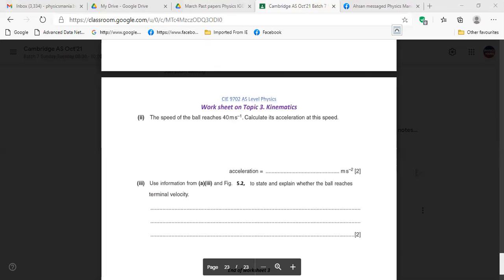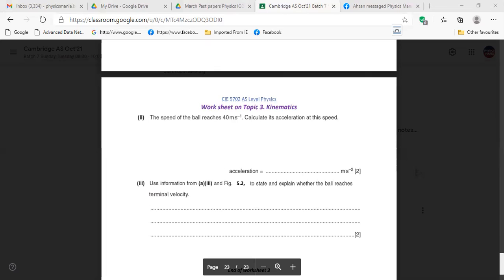Sir, I think it doesn't reach. Okay, it does not reach. You are correct. Why? Because the resistance is still increasing. Resistance will be constant, right? Yes, sir. Resistance will be constant when it reaches terminal velocity because resistance will be equal to weight, right?